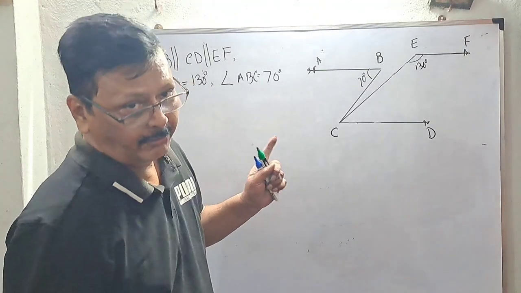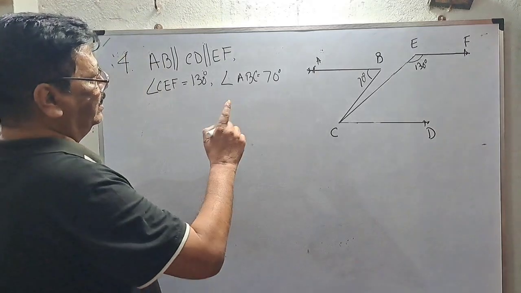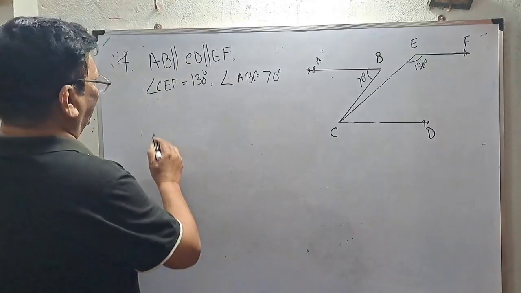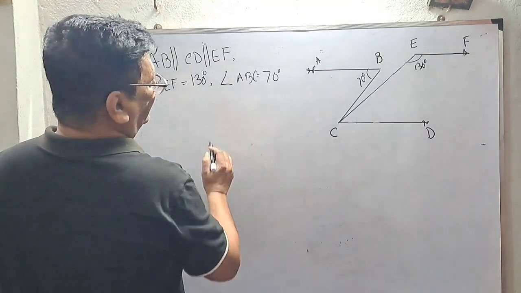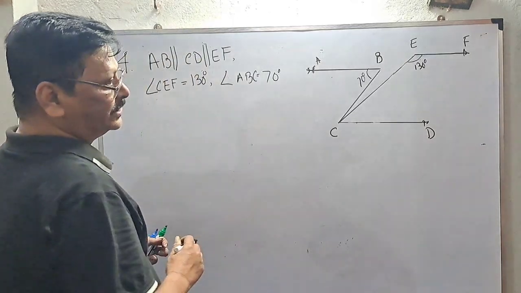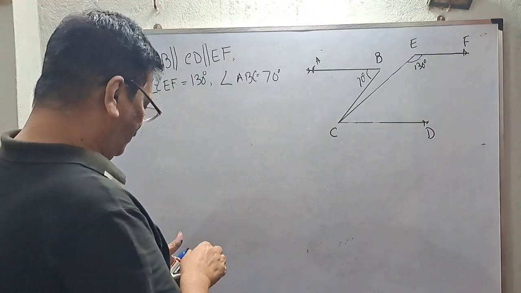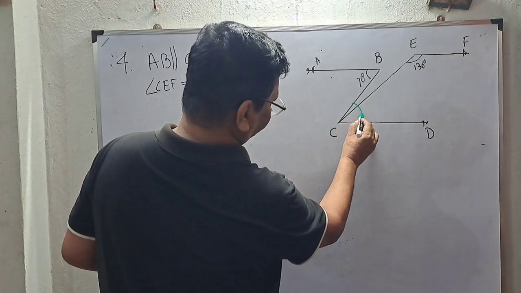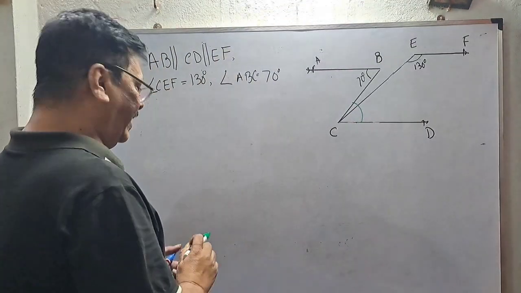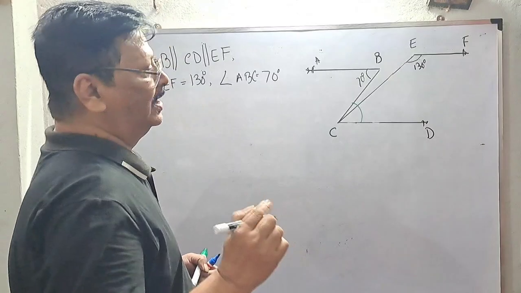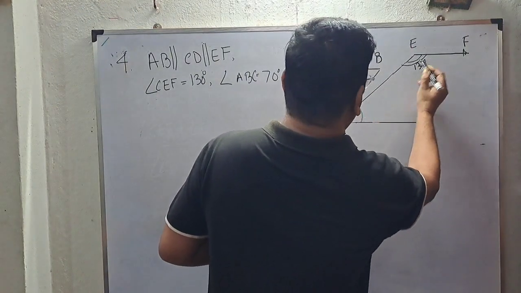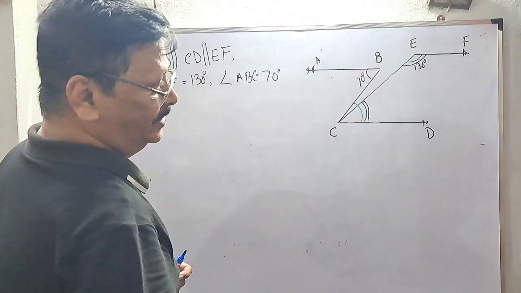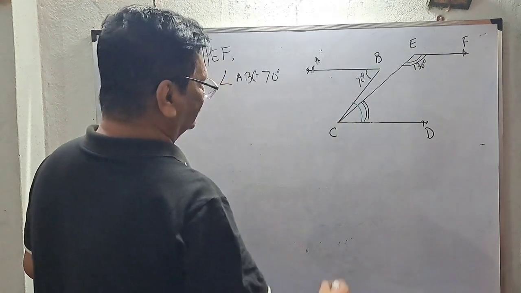This is our question number 4. It says that AB is parallel to CD and is parallel to EF. Also, angle CEF is equal to 130 degree and the angle ABC is equal to 70 degree. So in order to solve this, we'll first use the alternate angle property to find out this angle. Correct? Now next what we'll do, we'll apply the allied angle property in these two angles to find out angle ECD, and then we'll subtract, correct, to get x.